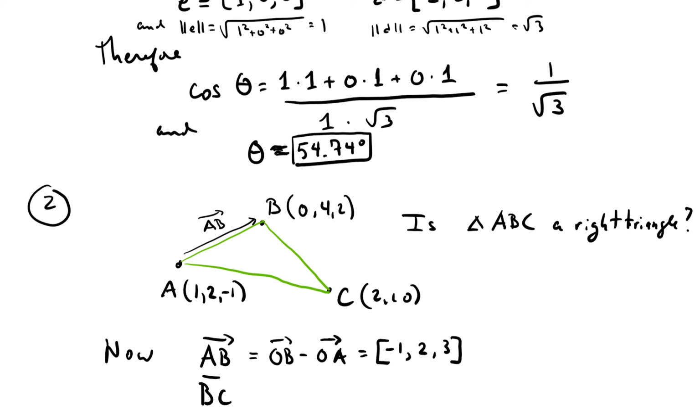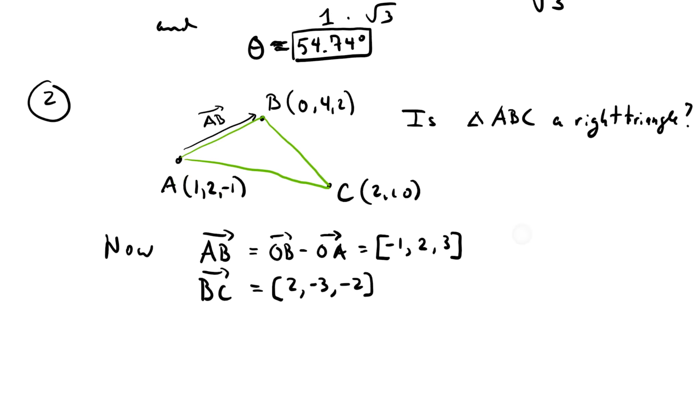Okay, and I'm going to do the same with BC. BC, I would take the coordinates of C minus the coordinates of B. So 2 minus 0, 2. 1 minus 4, minus 3. 0 minus 2, minus 2. And finally, I need AC. AC coordinates are, okay, so C minus A, so 2 minus 1, 1. 1 minus 2, minus 1. 0 minus minus 1, plus 1, like that.